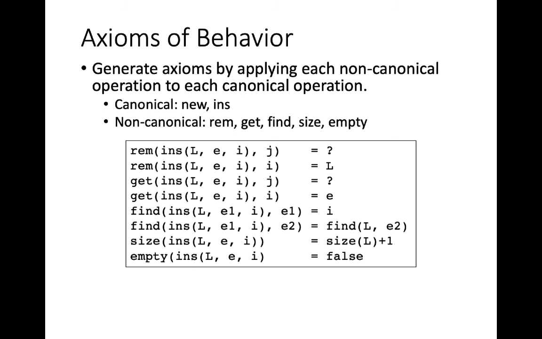Similarly, if I try to find E2 in the result of a list where I inserted E1, there is a correct behavior. It's finding E2 in the original list. It doesn't matter that I inserted E1. That's not what I was looking for. E2 might be in the original list, or it might not be, but the answer to the left-hand side is the same as the answer to the right-hand side.